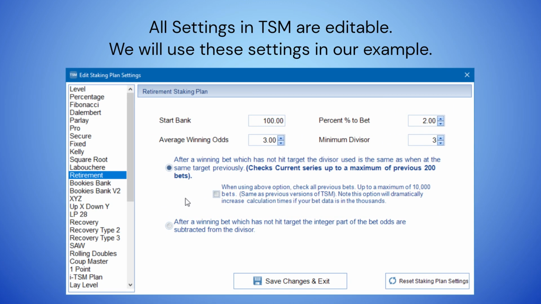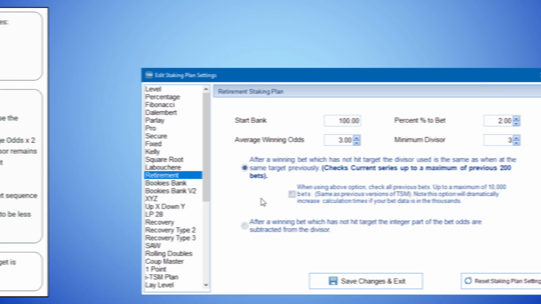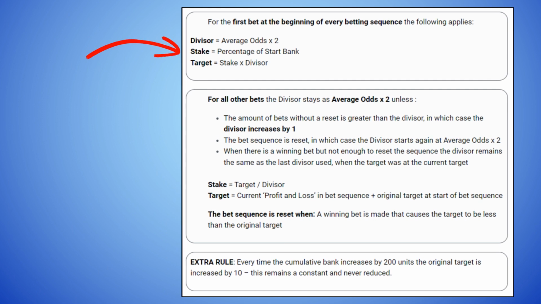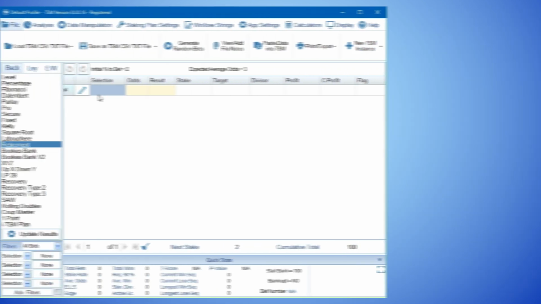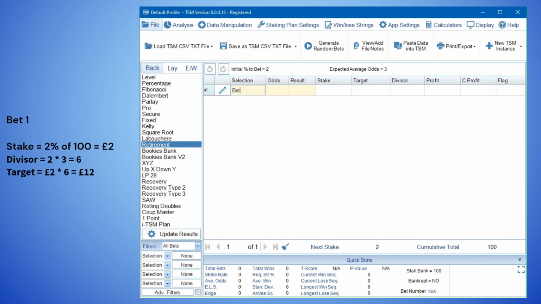The settings used in TSM are a start bank of £100, percentage to bet of 2% and average winning odds of 3. Commission is switched off in TSM to keep things simple. Bet 1. The target at the start of any series is always stake multiplied by the divisor, where the stake is the initial percent to bet. In our case, 2% of 100 is equal to 2. Our average odds are set at 3, so therefore the divisor is 2 multiplied by 3, which is equal to 6. This confirms our initial target as 2 multiplied by 6 is equal to 12. This bet loses.